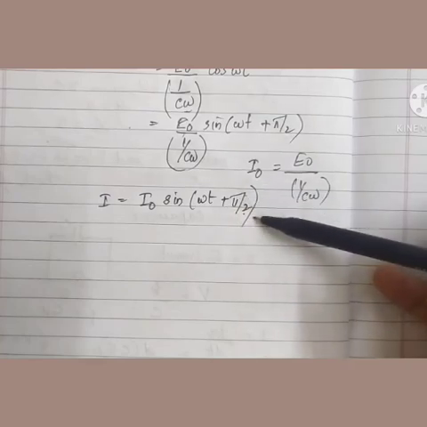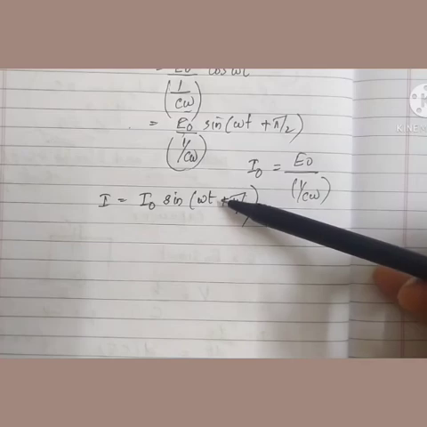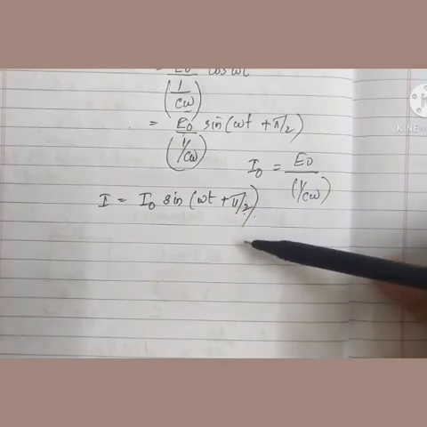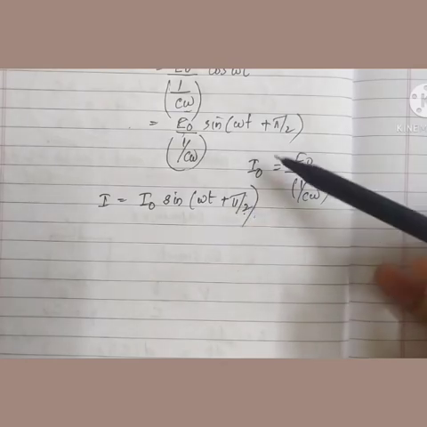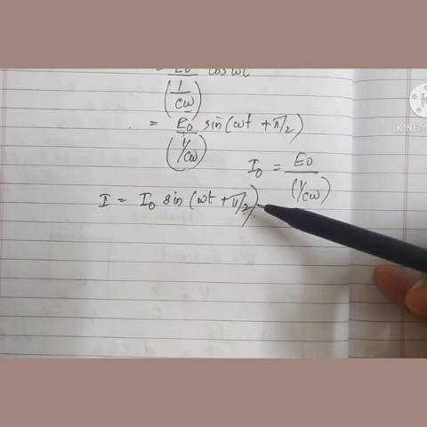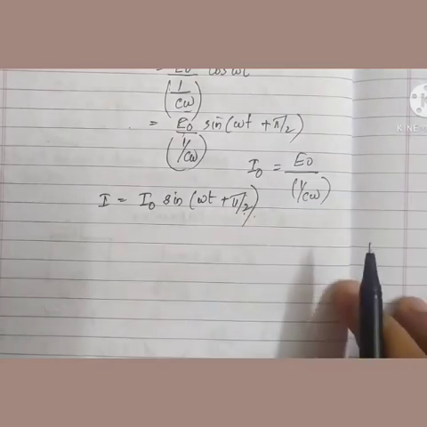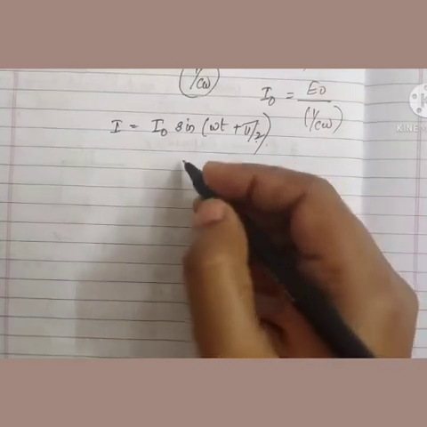In the inductive circuit, you got the expression as minus pi by 2, which means that in the inductive circuit, the current is lagging behind the voltage by a factor of pi by 2, whereas in the case of a capacitor circuit, it leads the voltage by a factor of pi by 2. Okay. Now we can draw the graph. Next step is to draw the graph.